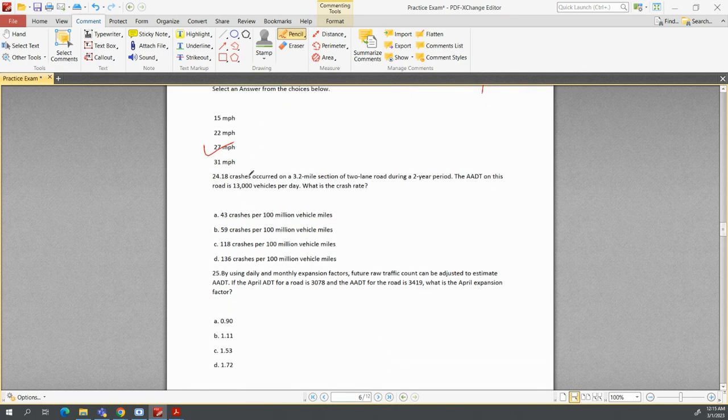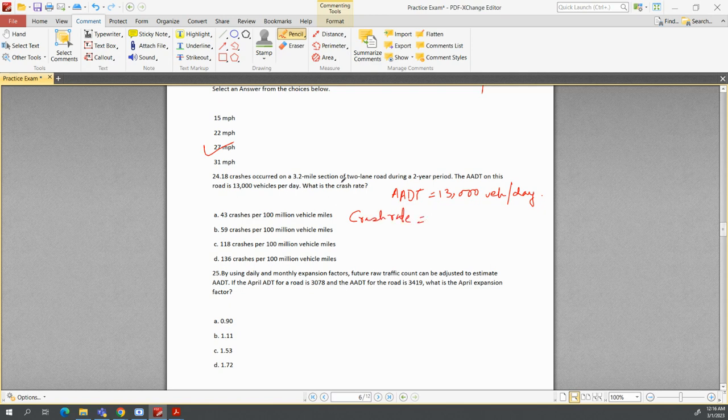All right. So the next question: 18 crashes occurred on a 3.2-mile section of two-lane road during a 2-year period. The AADT, the average annual daily traffic, on the road is given as 13,000 vehicles per day. What is the crash rate?